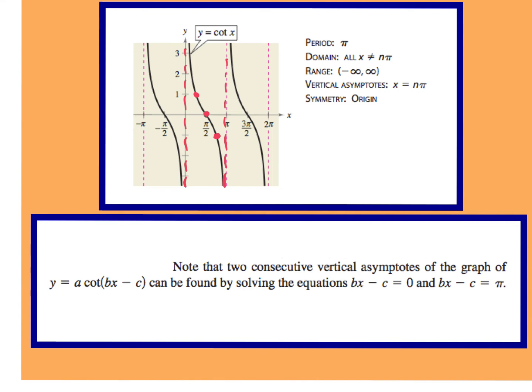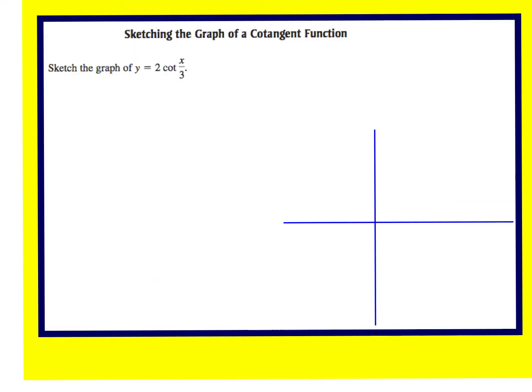You ready to play? Let's do another one. Here we go. So now I have 2 cotangent of x over 3.